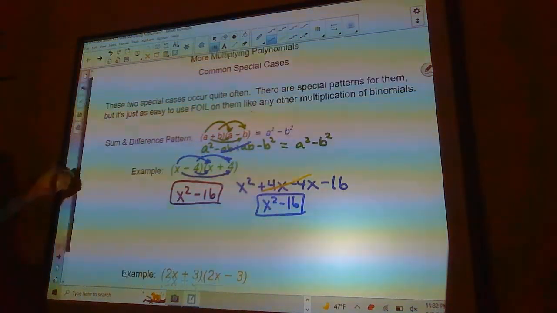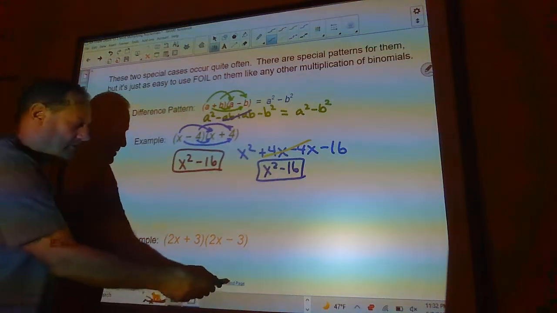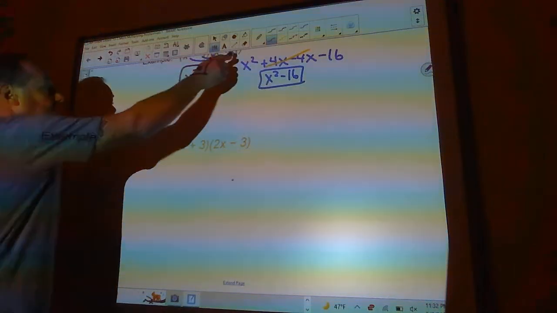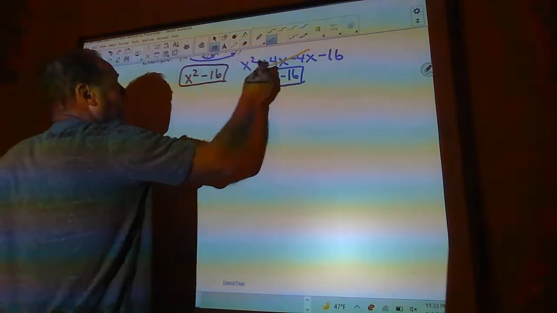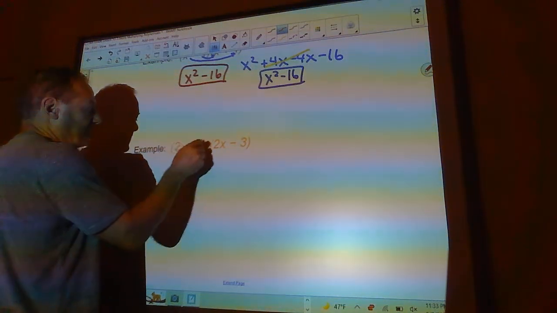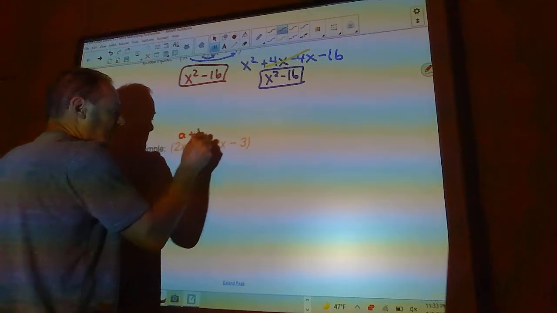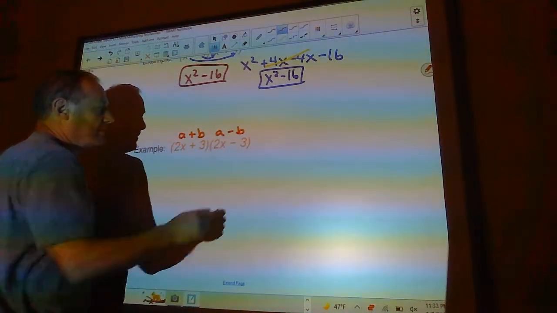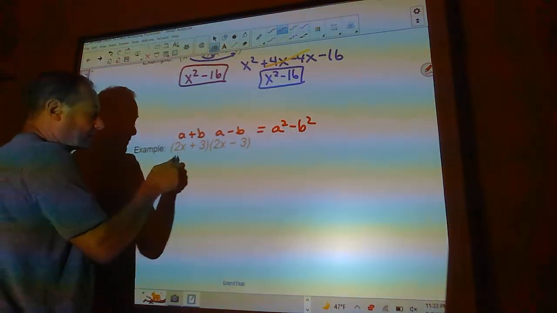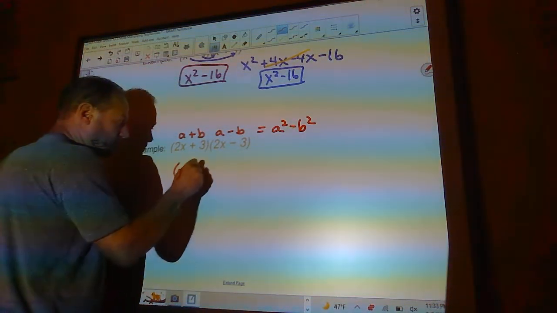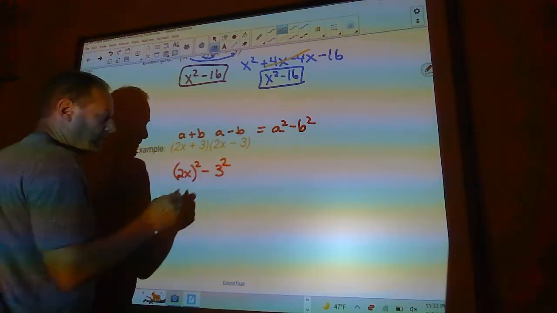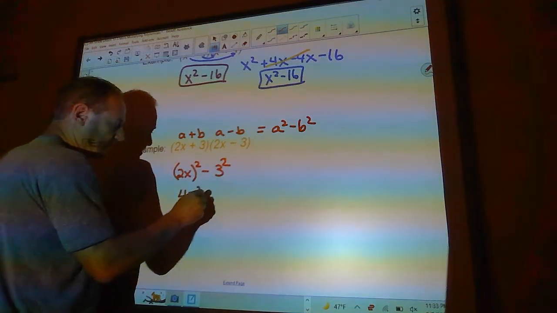Okay, here's another one that you can use. 2x plus 3 times 2x minus 3. So again, if I use the pattern on this thing, I'm going to say, well, if this is a and this is b, so this is a plus b, a minus b, then this should equal a squared minus b squared. So a squared is going to be 2x squared minus b, which is 3 squared. So this should be 4x squared minus 9.